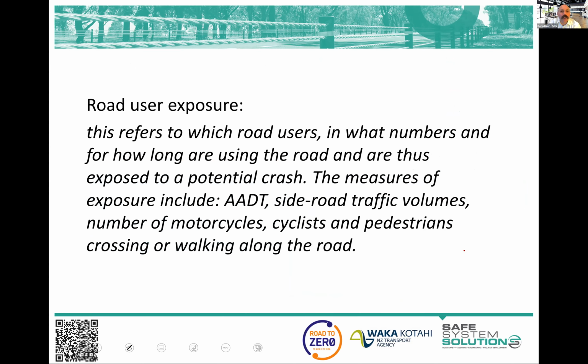There are some definitions which I haven't given to you yet, but these come in the safe system assessment framework, and exposure is probably one which is worth looking at. This refers to which road users and in what numbers and for how long they're using the road, and thus exposed to potential crashes. The measures of exposure: AADT, side road traffic volumes, number of motorcyclists, cyclists, and pedestrians. So it's all about the numbers. And if you just keep that clear in your mind when you're doing your exposure scores, you should be okay.